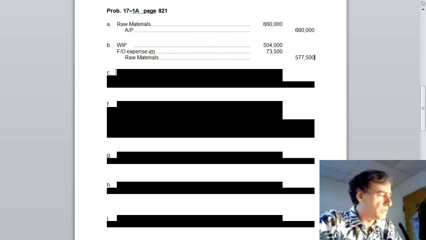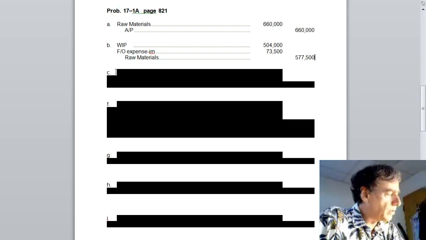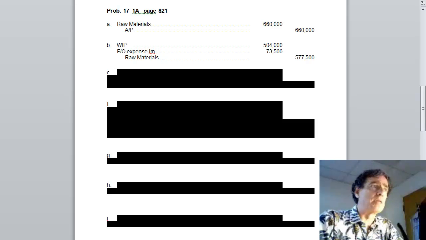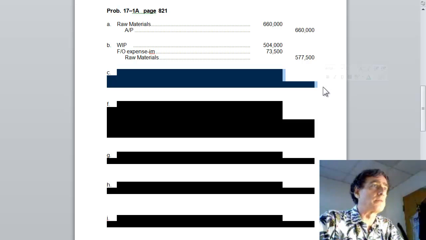Okay, entry C, factory labor used, of which 95.5 was indirect. So charge the total minus the of which to get the direct labor, which adds to WIP. You're going to have an FO expense debit for the indirect labor amount, and all of that value is going to be paid initially as a liability, and then direct deposits are made later.